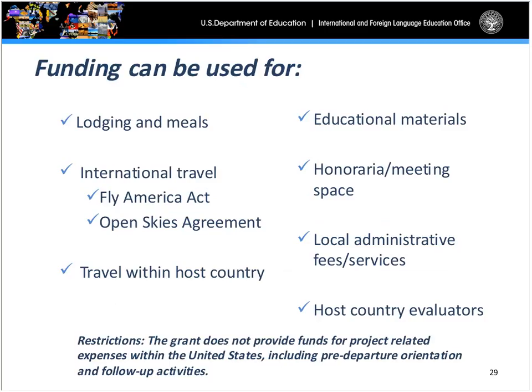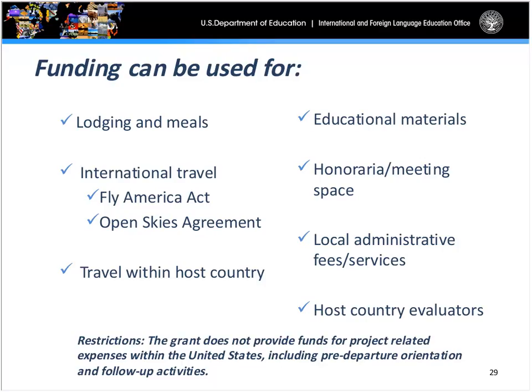But funding can be used for lodging and meals, obviously. So your hotel, the food while you're there, the actual travel to get to the host country, and the travel while you're within the host country. But keep in mind, travel to the host country must comply with the Fly America Act and the Open Skies Agreement, which simply says in short that you will use a U.S. carrier to travel. Now, when you're in the host country, if you're traveling from one area to the next, if you're taking a plane, you may not be able to fly with a U.S. carrier, and that's fine when you're in the host country.